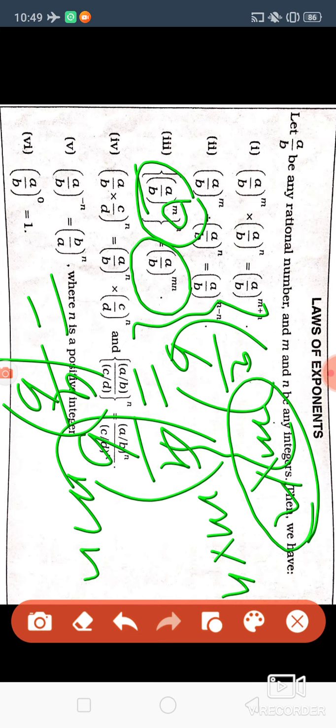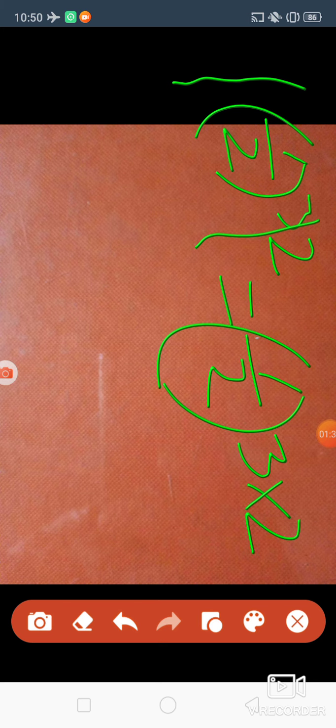Okay, I'll show you with one example. Let us take one easy example, that is (1/2) to the power 3 and its whole to the power 2, isn't it? So according to the law, what will we get? (1/2) to the power 3 into 2, that is (1/2) to the power 6. Are you getting it? Is it clear to you?